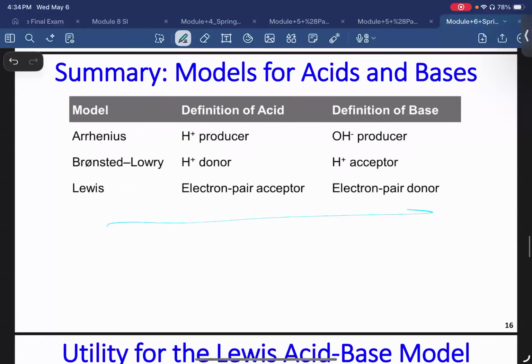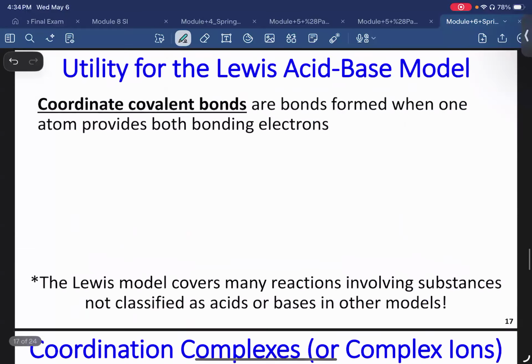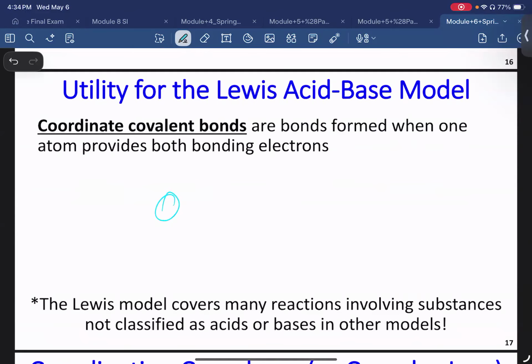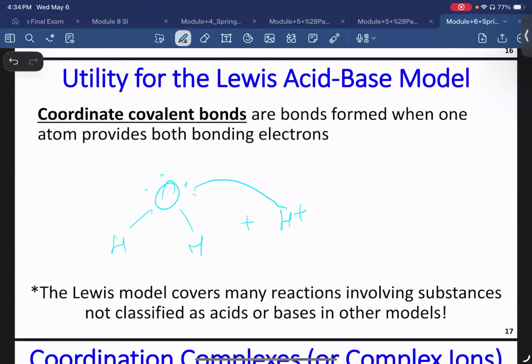This is a good definition or summary of all the definitions. Coordinate covalent bonds are basically when the Lewis base is providing all the electrons. An example is water reacting with H plus. H plus has nothing, so water adds the lone pair, producing H3O plus at the end. All these electrons just came from water. That's the idea with coordinate covalent bonds.